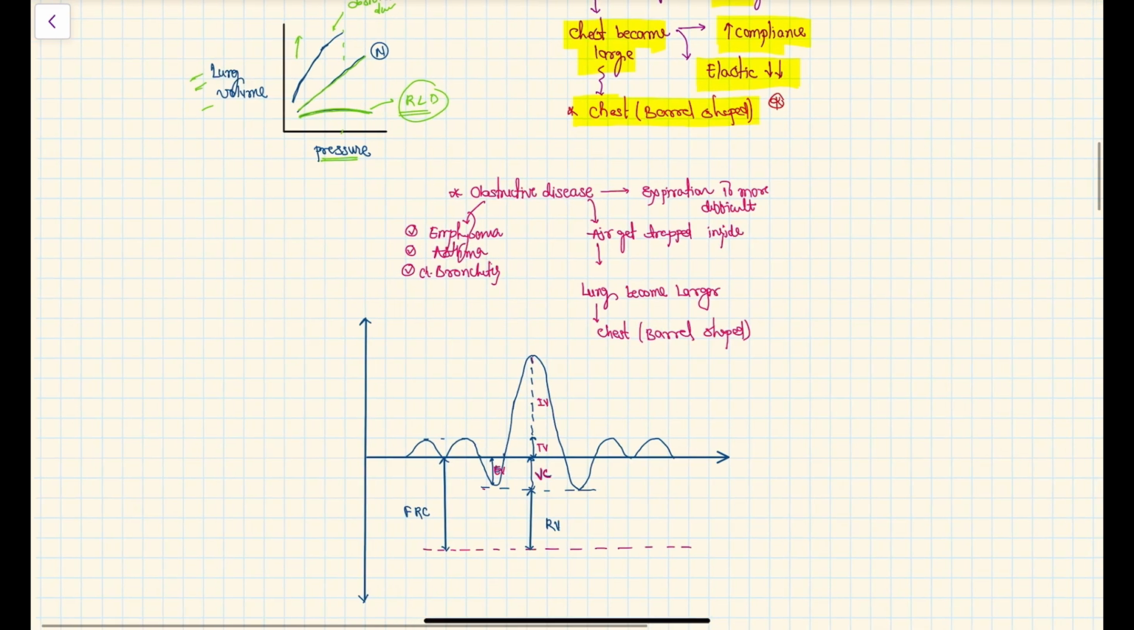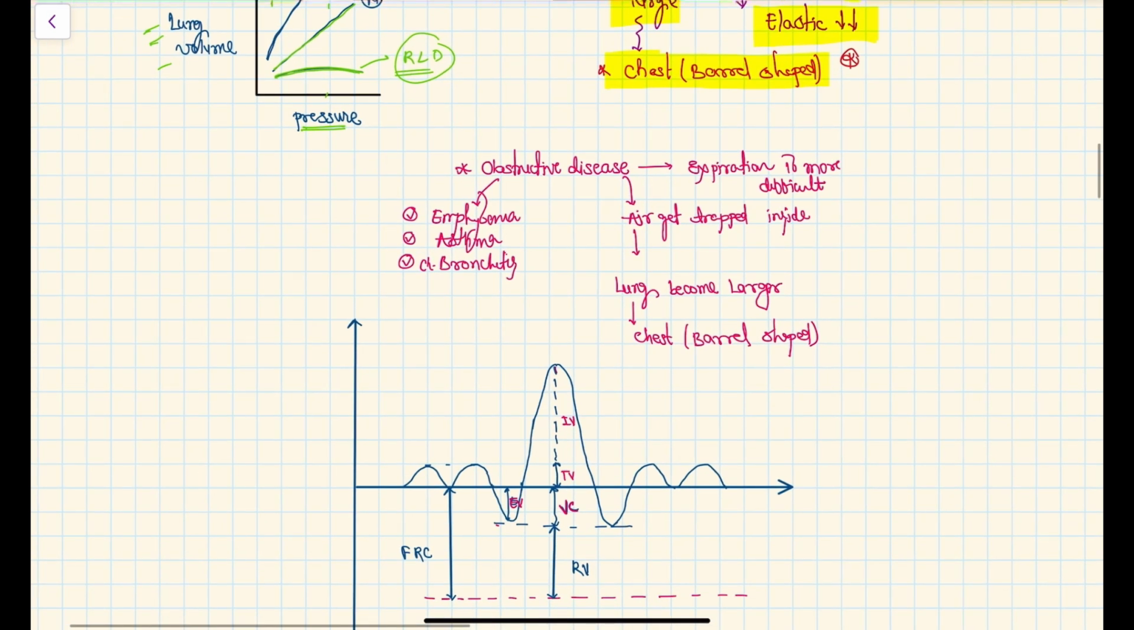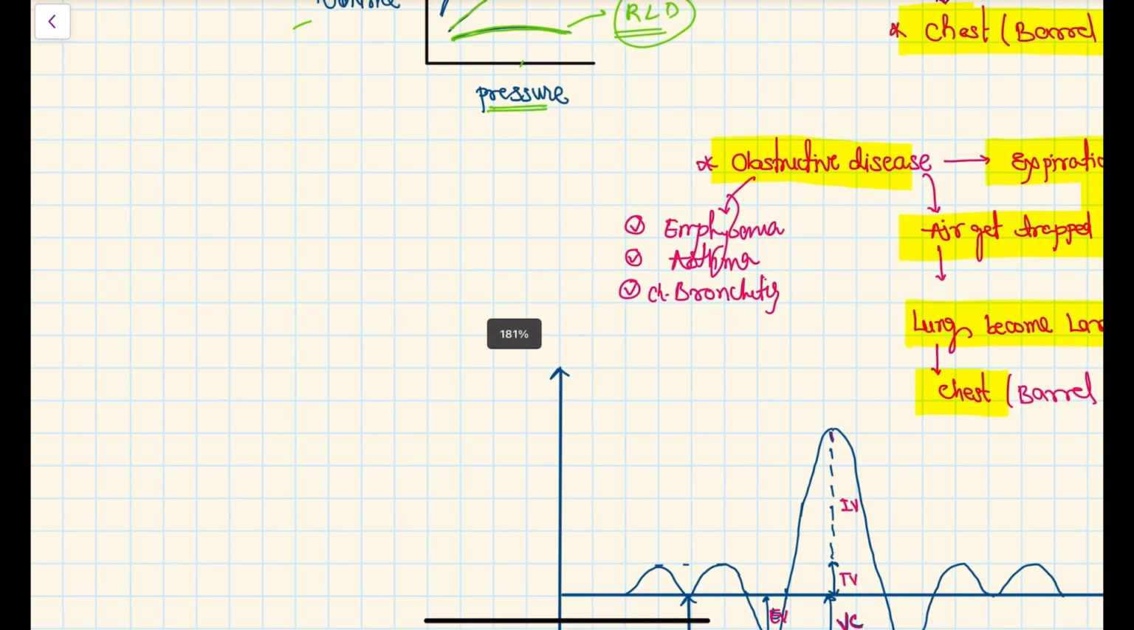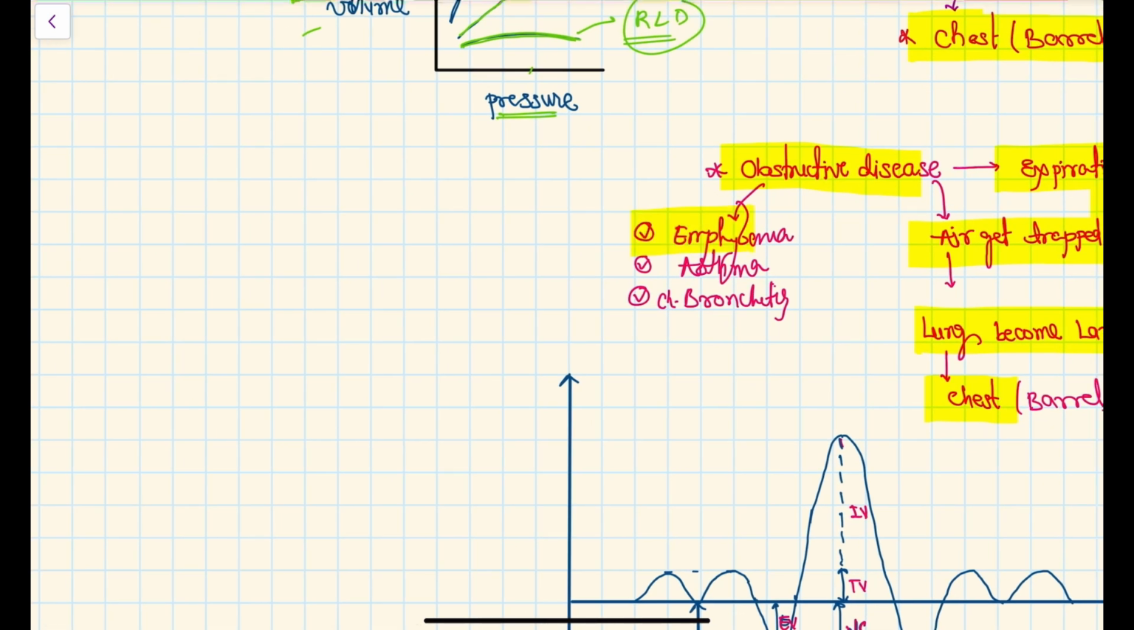Coming to the main PFTs, the actual PFTs. Here is a revision again. In obstructive diseases, expiration is more difficult. We already saw that air gets trapped inside, so the lung becomes larger or the chest becomes barrel-shaped. What are the obstructive diseases? Emphysema, chronic bronchitis, asthma. Remember, asthma is a reversible disease.